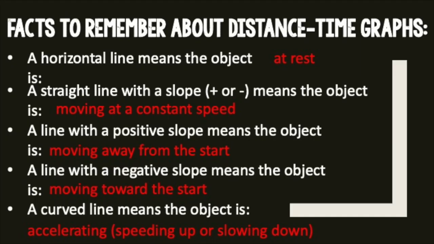So some things to remember. A horizontal line means the object is at rest. A straight line with the slope positive or negative means the object is moving at a constant speed. A line with a positive slope means the object is moving away from the start. A line with a negative slope means the object is moving toward the start. And a curved line means the object is accelerating, which in science could mean speeding up or slowing down.